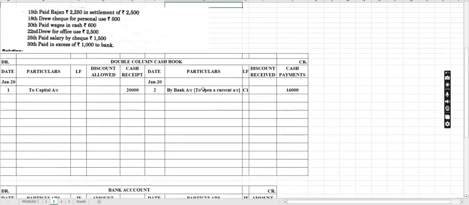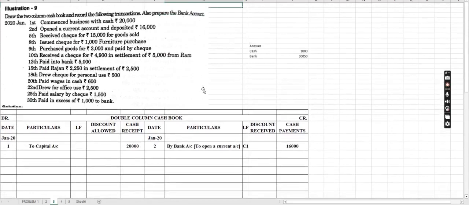Next. Received check for 15,000 for goods sold. Now we have received a check. They have not said the check is immediately deposited to bank. We have just received the check. So that is why we are recording it in the cash column to what I said, a dummy account, check in hand account. How much amount is received? 15,000 is received. Check in hand. In bracket you can say sales. Sales is done.